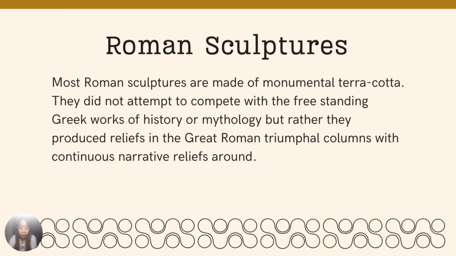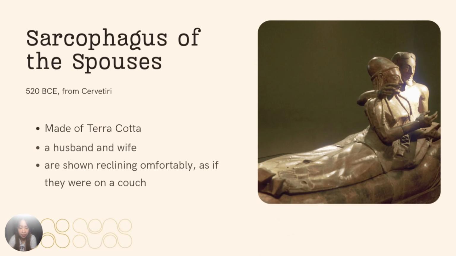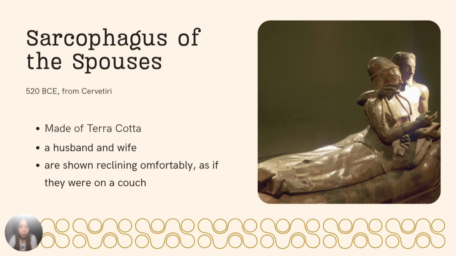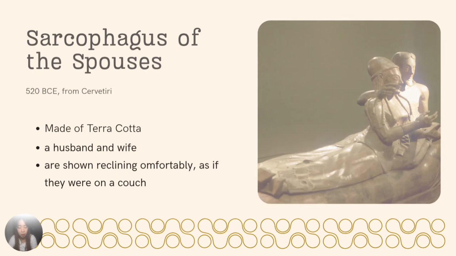Then we have here an example. This is an example of the sarcophagus of the spouses. As you can see here, it's made of terracotta, the brownish red clay, and it shows a husband and wife reclining comfortably as if they were on a couch. Below them were the remains of this couple.